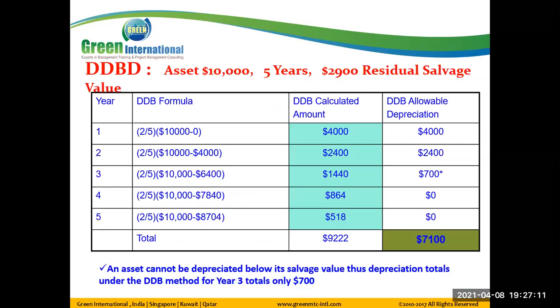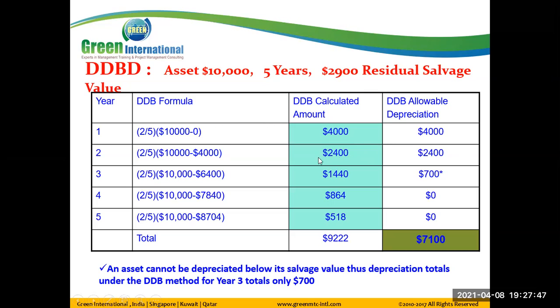So let's see the same example, 10,000, 5 years, 2,900 is the residual value, 2 by 5, because N is 5 years. 10,000 is the first year, previous year value is 0. So then your calculated depreciation amount is 4,000. Let's say it's calculated 4,000, you can take it as allowable, so 4,000. Next year, 2 by 5, 10,000 minus the previous year value you have taken as 4,000, that you can take here. That's 10,000 minus 4,000. So then you will have a calculated amount of 2,400.